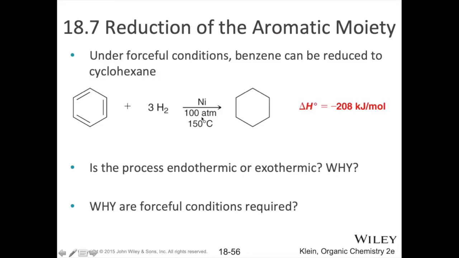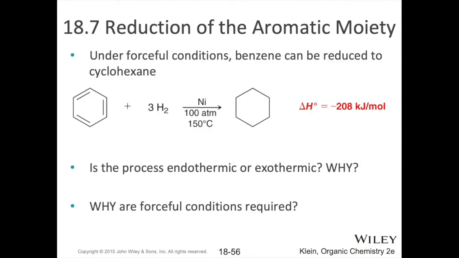Look at the conditions for this. Notice that you need 100 atmospheres of hydrogen gas over your nickel catalyst for this reaction to go forward at 150 degrees Celsius. That's pretty hot, obviously, but the 100 atmospheres of hydrogen gas is emblematic of how stable aromaticity is, and how difficult it is to get out of that. We need some pretty forceful conditions to get this reaction to go forward.